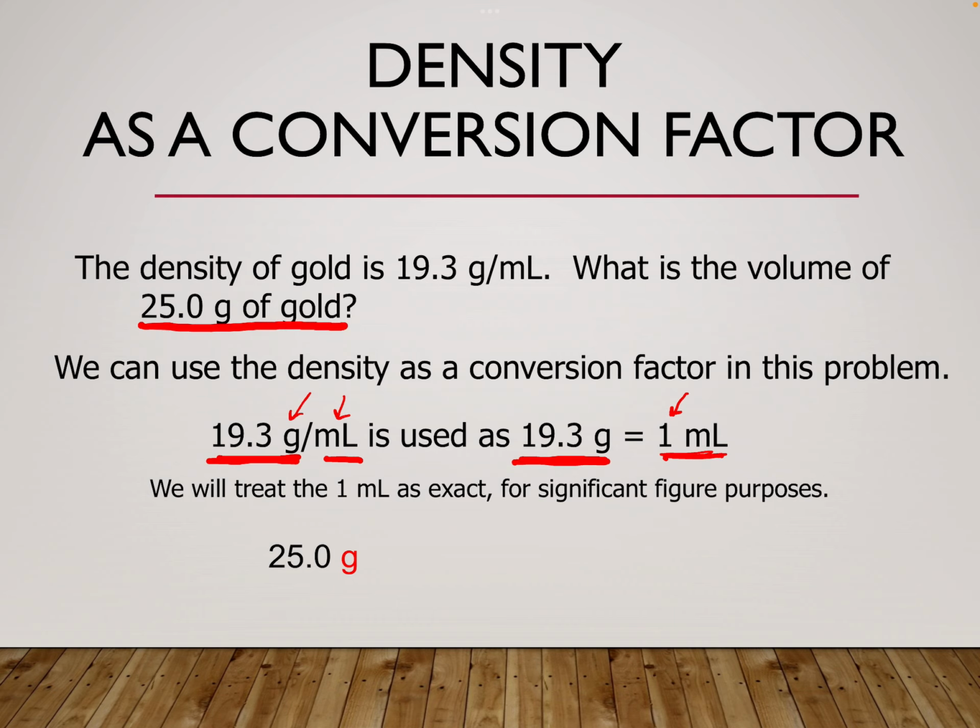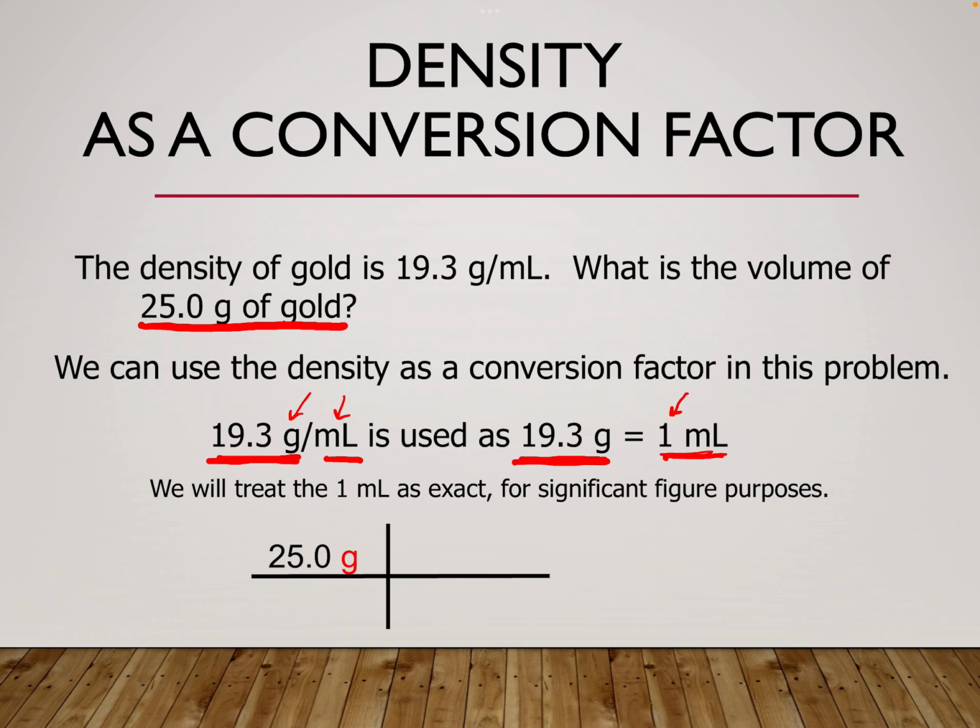Sometimes people ask me, how do you know to start with the 25 grams and not the density? Well, density is a conversion factor, and we are never, ever going to start our train tracks with a conversion factor. So just tell yourself, you cannot start your train tracks with a conversion factor. Density is a conversion factor, so no starting train tracks with density. That's why we're putting our 25.0 grams at the beginning of our train track.